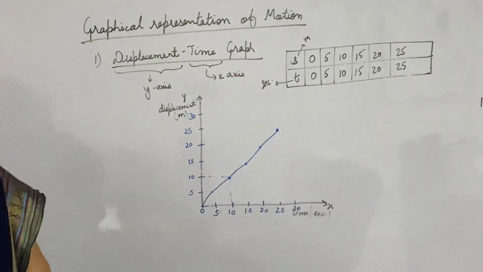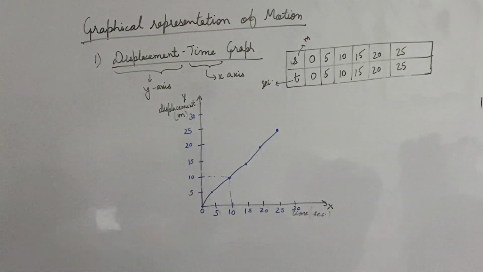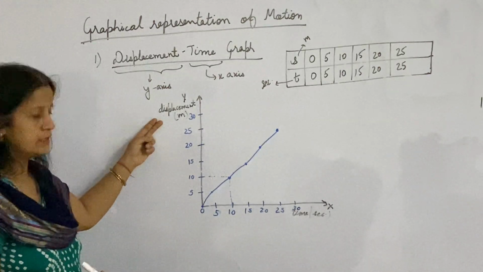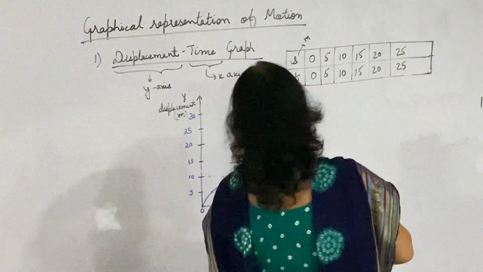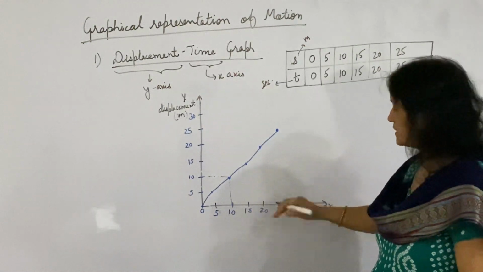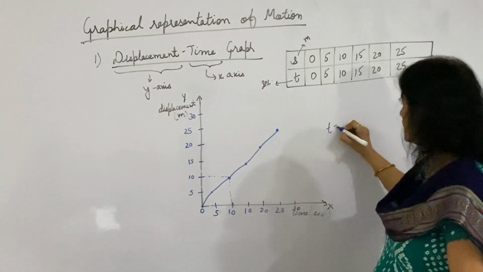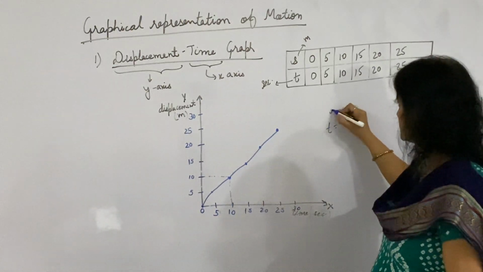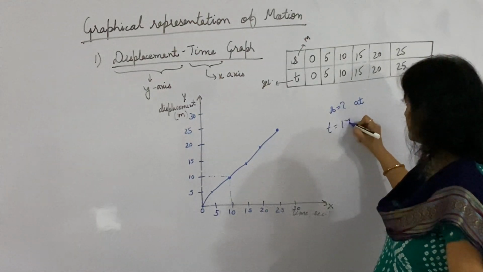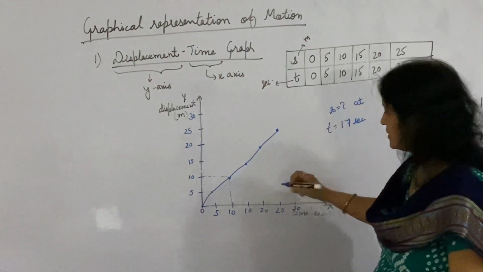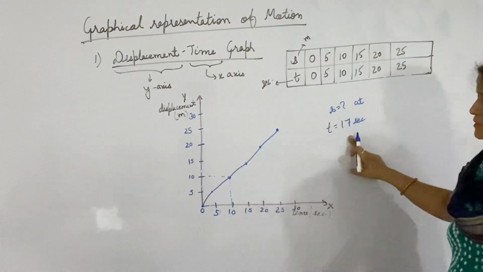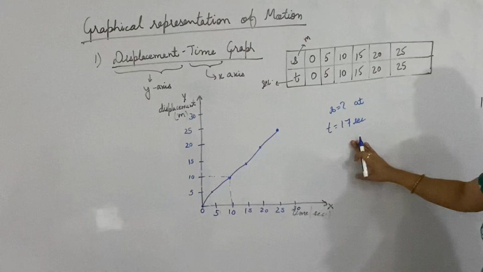Now the significance of the displacement time graph: at any particular instant of time, we are able to find out the displacement. Suppose we draw this graph exactly on graph paper, and we have to find what is the value of s at t = 17 seconds. From the graph we are able to find out the value of displacement at time equal to 17 seconds.